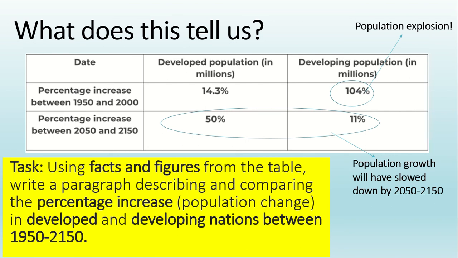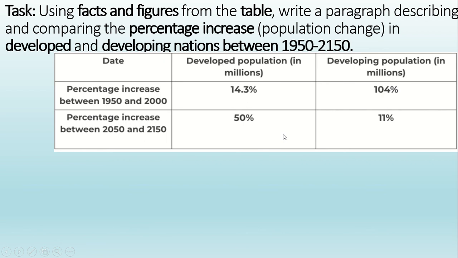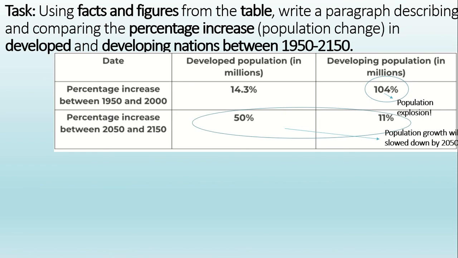What's the table suggesting about population change between 1950 and 2000? And use facts and figures. So you need to be using these percentages here to support your answer. So just remember, 104% in developing populations, that's population explosion. Population growth would have slowed down by 2050.